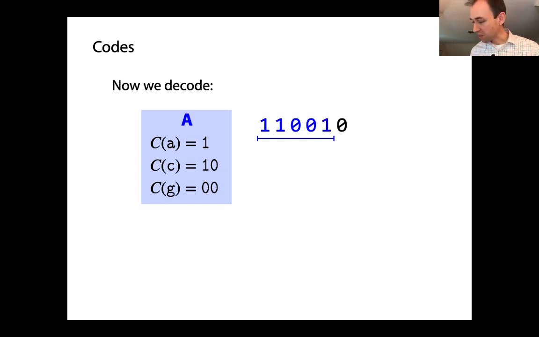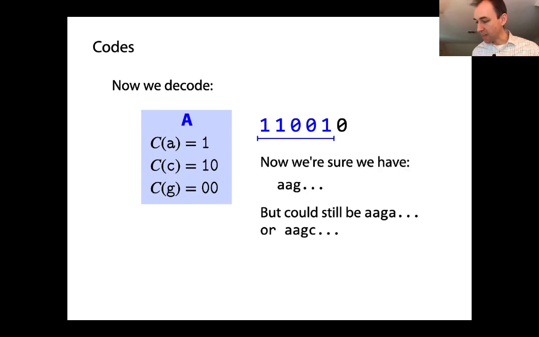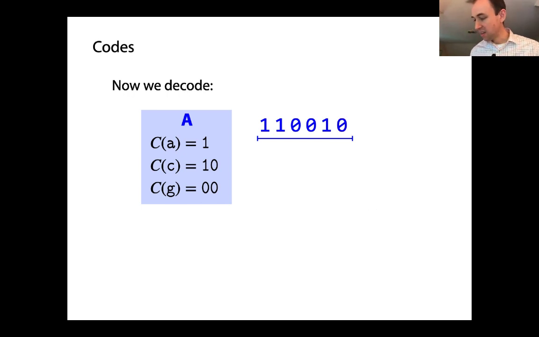So I go to the next position. Okay, now I know what I have. Now I know I have AAG. It's unambiguous now. I have AAG, and then I have a new code that starts with 1, so it's either AAG A or AAG C. So if I go one position further, now I know I have AAGC. So we made it. It's unambiguous, and we got a decoding of the original string.